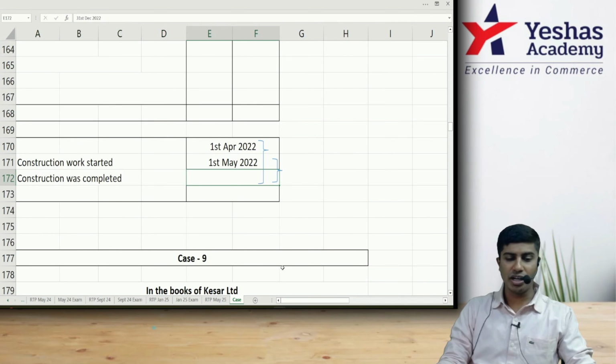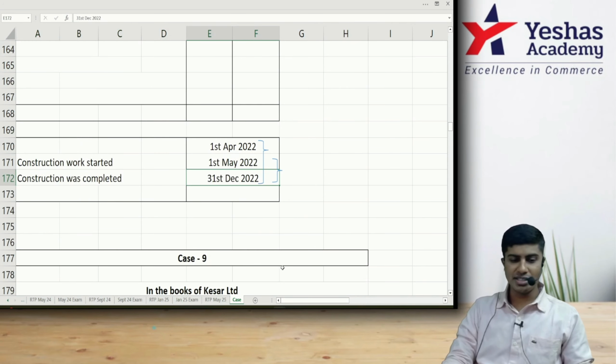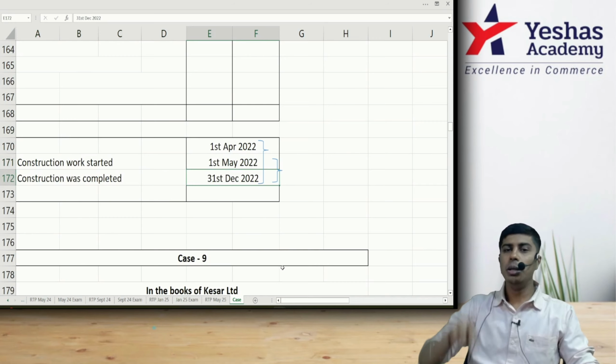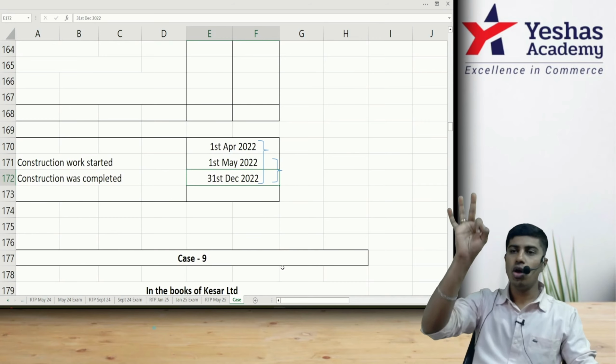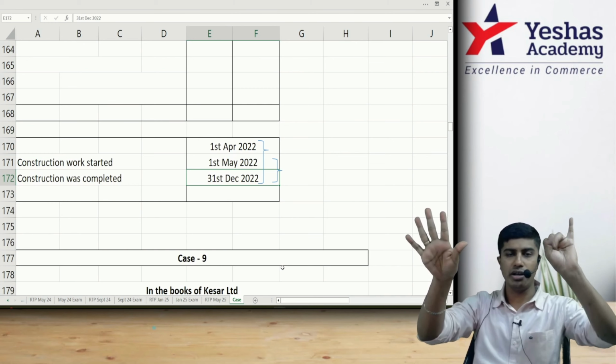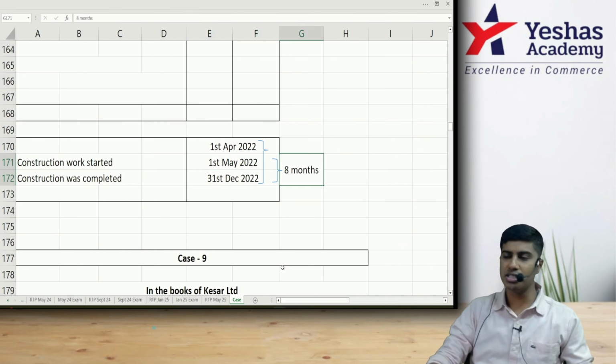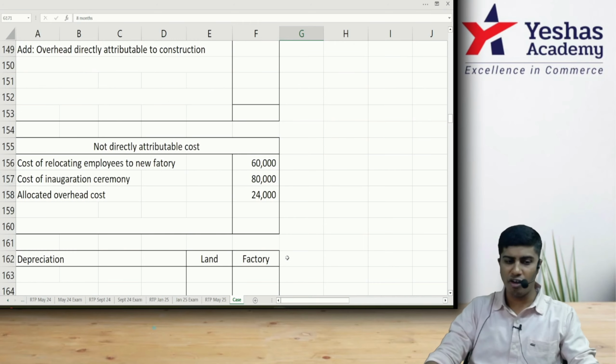When did the construction work get completed? 31st December. So what is the period of construction? 1st of May to 1st of December. May, June, July, August, September, October, November. How many months? I'll write here 8 months is the period of construction.